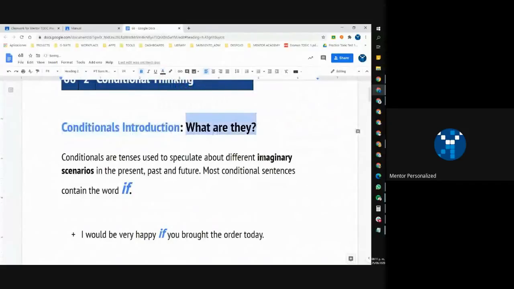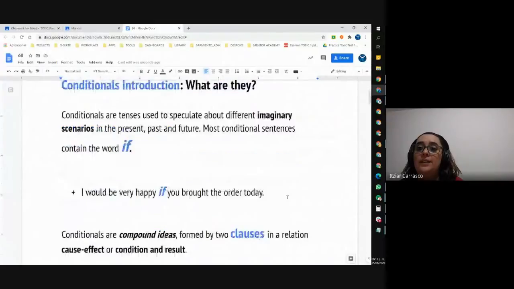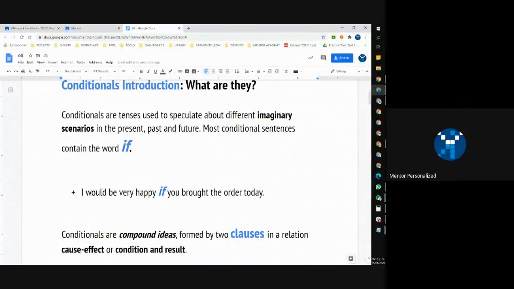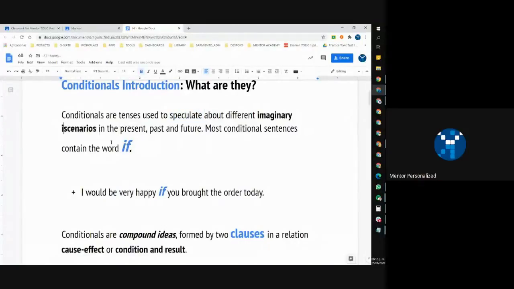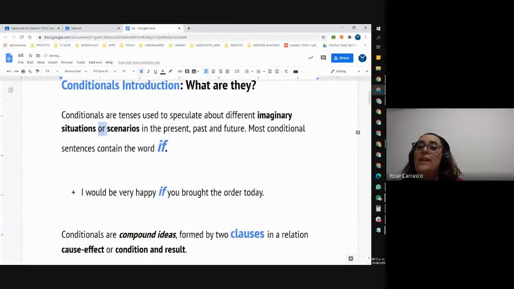What are conditionals? Can you read, please? Conditionals are tenses used to speculate about different imaginary scenarios in the present, past, and future. Repeat, speculate. Tenses used to speculate about different imaginary scenarios or imaginary situations.